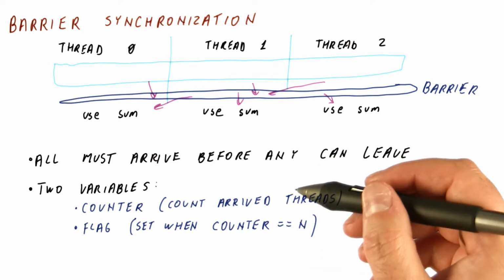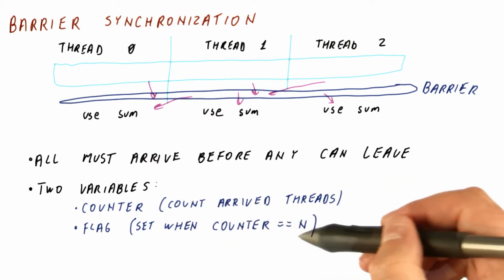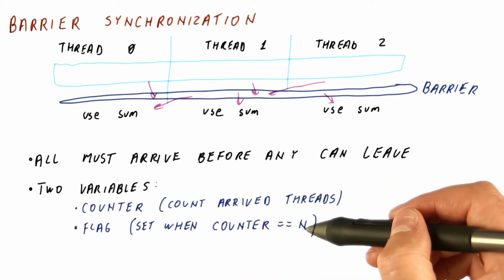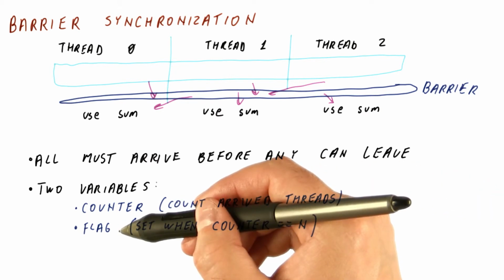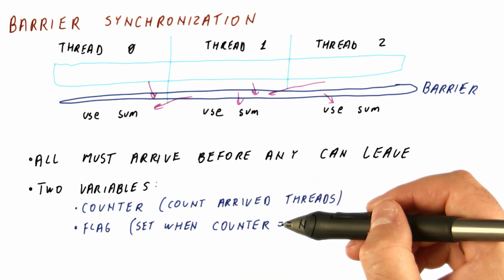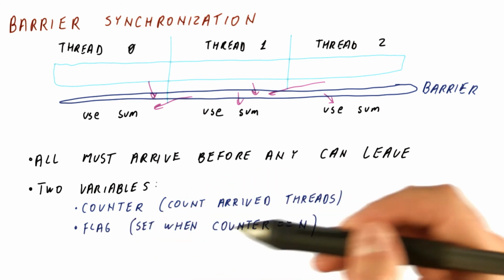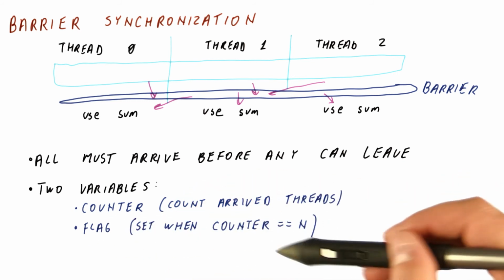So what each thread arriving to the barrier needs to do is increment the counter, check if the counter is equal to the number of threads that need to arrive. If it is equal, set the flag. If it's not equal, that means we are not the last arriving thread. Then we spin, waiting on the flag to finally become set. Of course, things are not as simple.